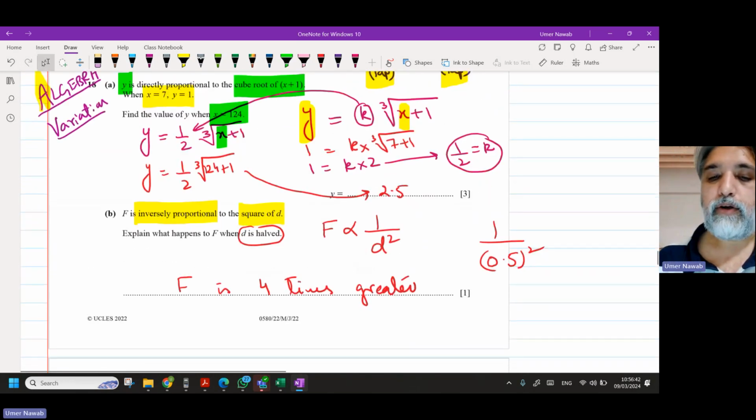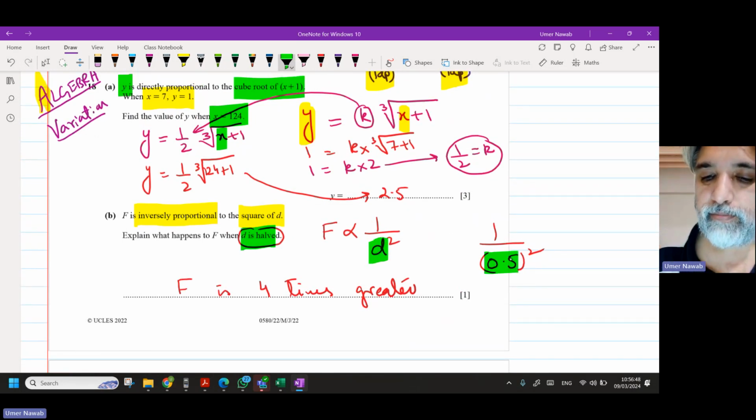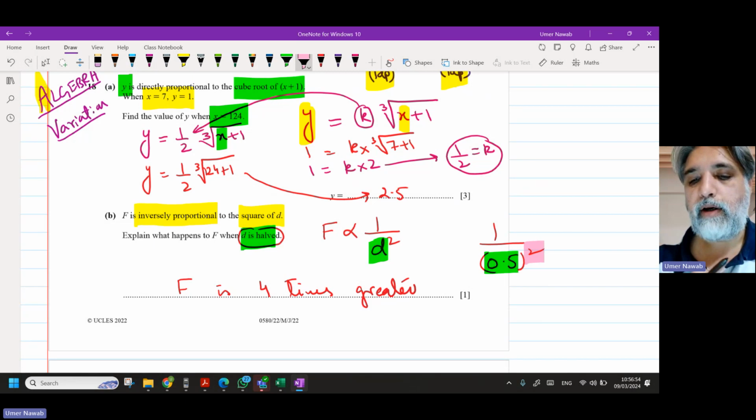So can I explain it to you again? How did I get it? D is half. So in the place of D, you write half. Square will stay as it is, 1 over 0.5 squared. I got my answer 4. So F will be 4 times the previous value.